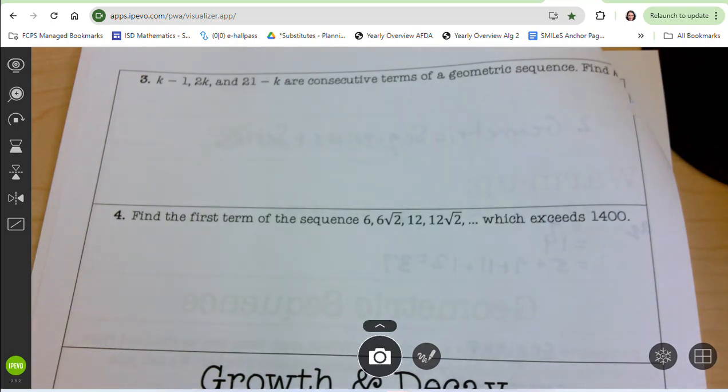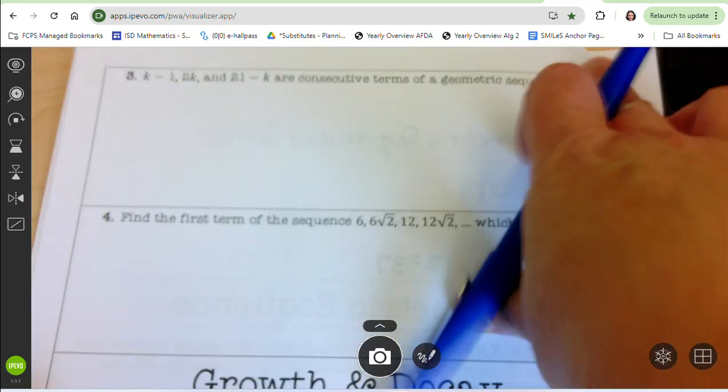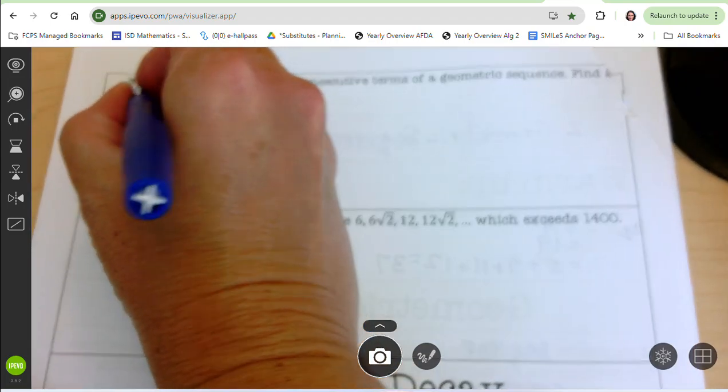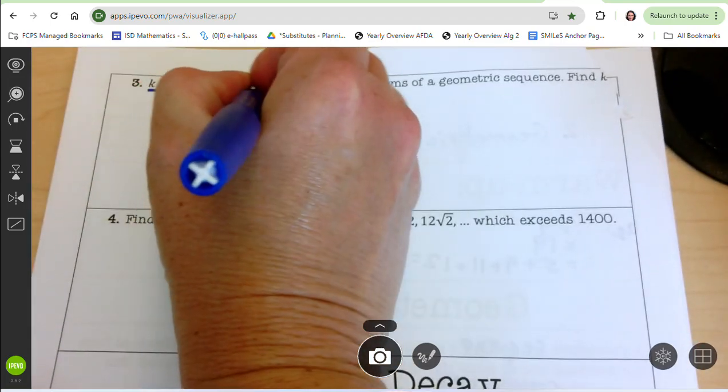Okay. K minus 1, 2k, and 21 minus k are consecutive terms of a geometric sequence. What does consecutive mean? They come one after the other, right. So those are our terms, and we need to find what k is. So that's one term, that's one term, and that's one term.